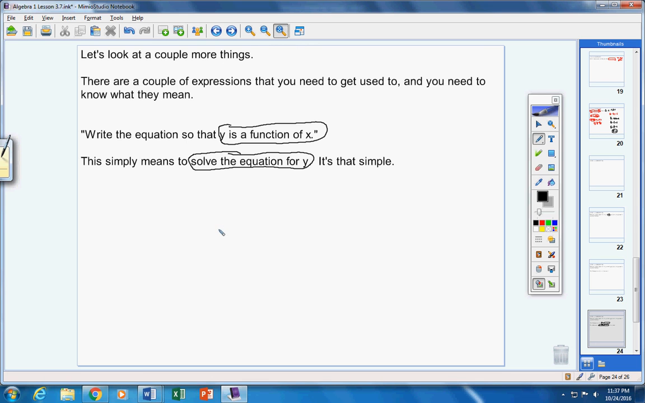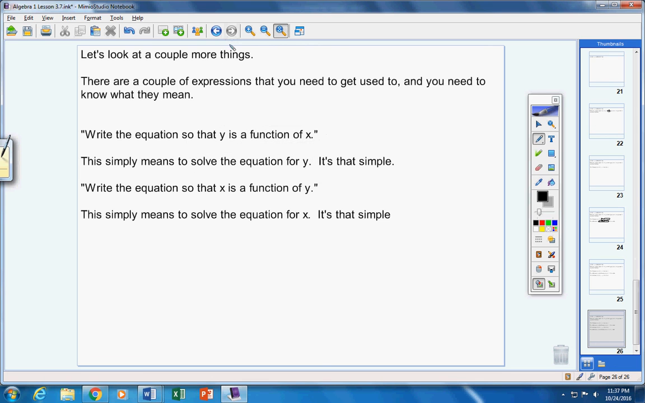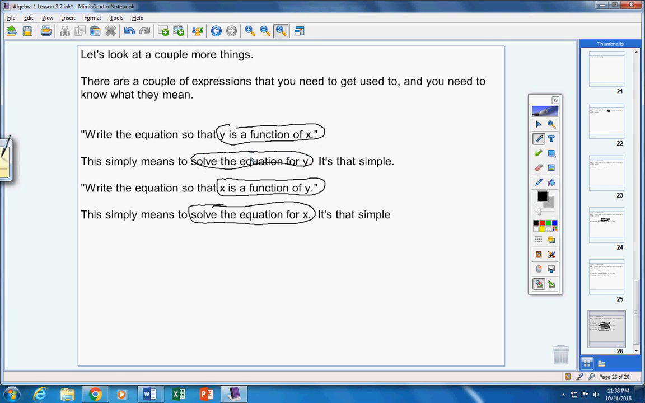Now what about the opposite of that? What if I say to you, write the equation so that x is a function of y? Well, that simply means to solve the equation for x. Copy that in your notes, please, okay? And that's it, we're done. Okay? You need to know this. If I say write the equation so that y is a function of x, that means solve the equation for y. If I say I want the equation so that x is a function of y, that just means solve the equation for x. It's that simple.